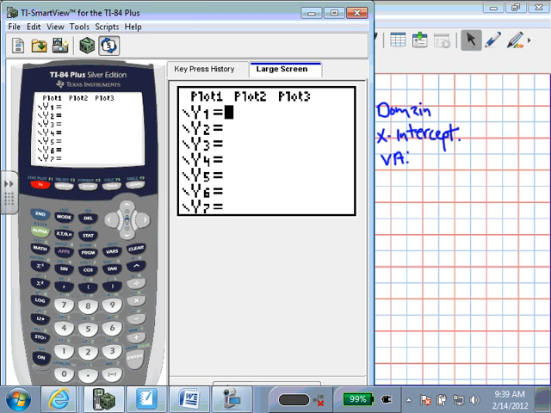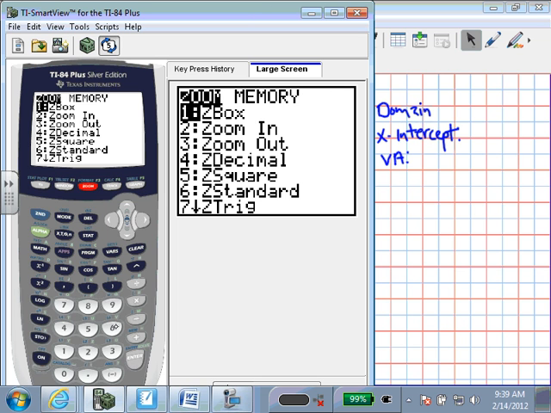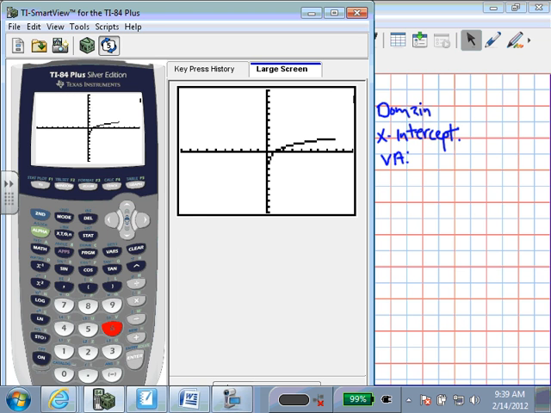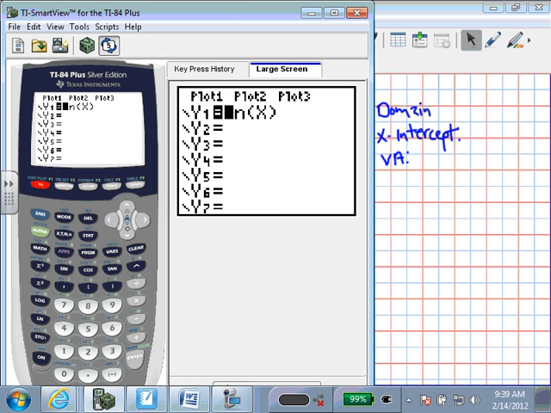Here's my natural log key, so natural log of x. And I'm going to zoom 6 because I'm not sure what window I'm in. Zoom 6. Okay, so there's natural log. If I put it on the same grid, I can't put it on the same grid as log base 3. Never mind.